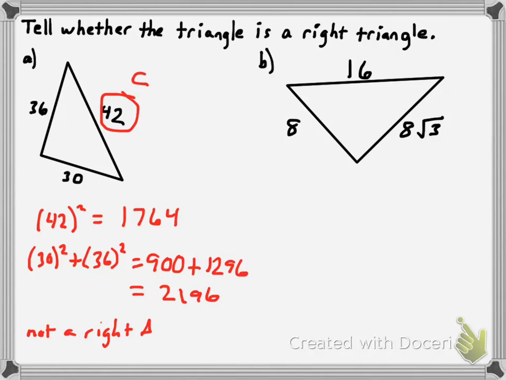Now later on in the video, I'll teach you how you can take that same triangle and determine, is it acute or is it obtuse. It's got to be one of those if it's not a right triangle, correct?